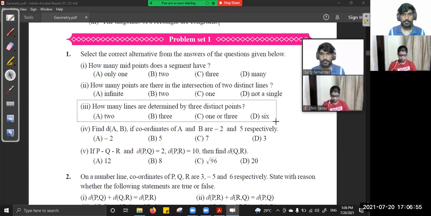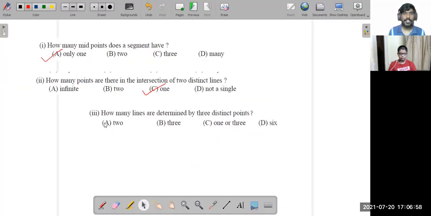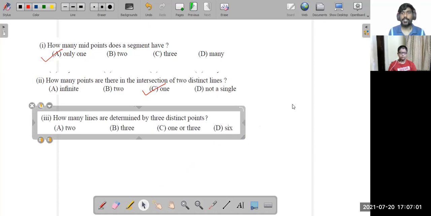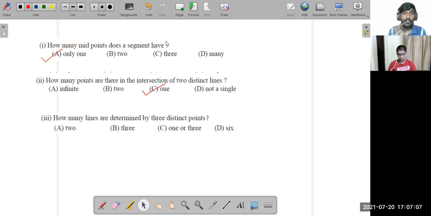Third one. How many lines are determined by three distinct points? I'll rephrase this question for you. Through three different points, okay? I'll draw them 1, 2, and 3. So from three distinct, unique points, how many lines can you draw? 3, sir. 3? Are you sure? So let's try drawing 1, 2, and this is 3.